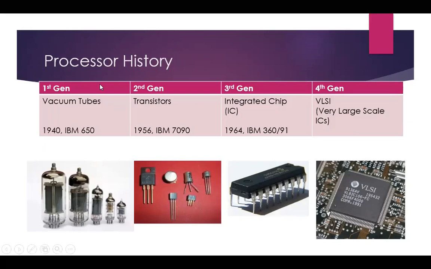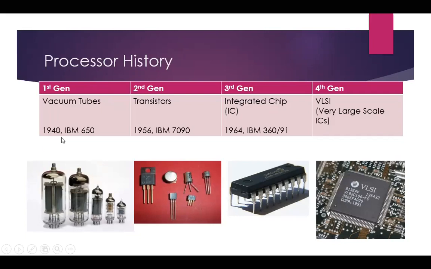What is the history of the processor? History of the processor can be divided into 4 generations. Some will say that there are 5 generations of processors. The first generation processors were made up of vacuum tubes. These are vacuum tubes.